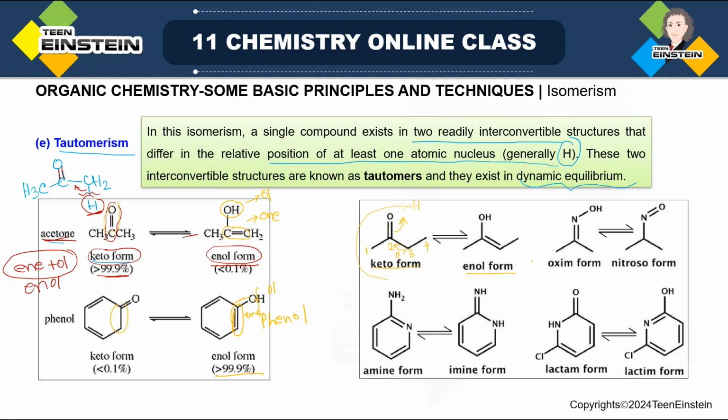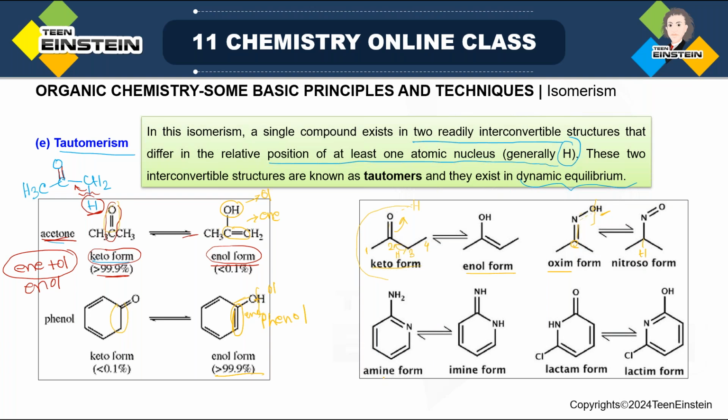Look at the other three examples. Here, instead of oxygen, we have nitrogen. Nitrogen carbon double bond, and we have OH. This type of group is called oxime. Fine. Now if I break this OH bond, I have to make an N=O double bond, and this N=C double bond is now broken. So this hydrogen, its position is now here. So this is the nitroso form, different structure, different name.